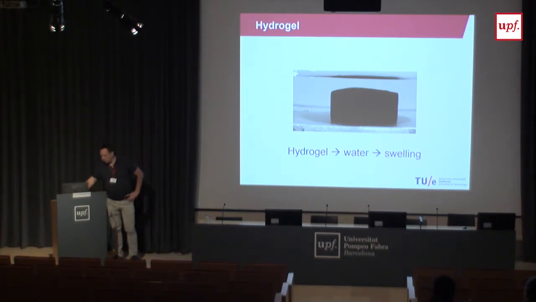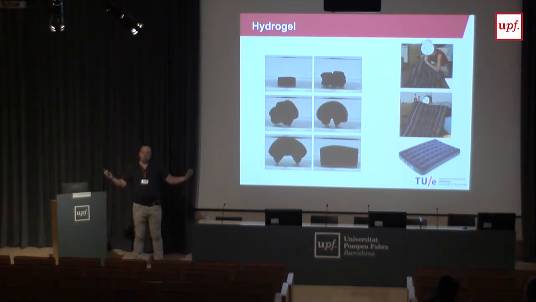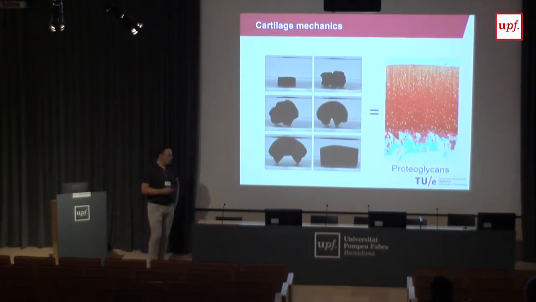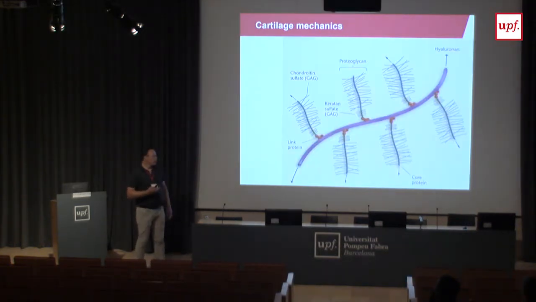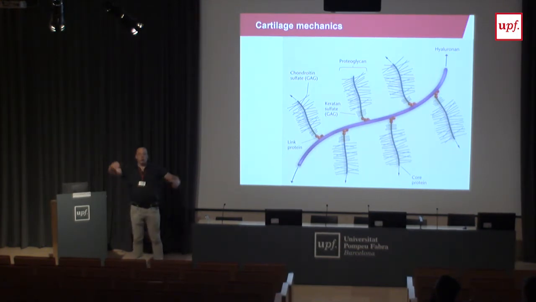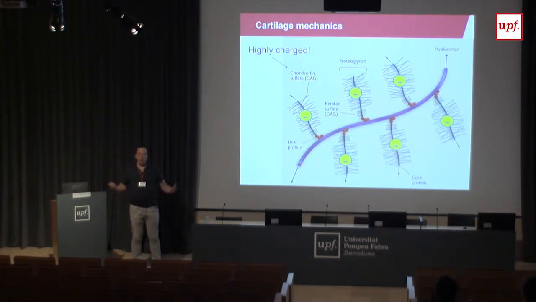So it swells basically the same as when you increase the air mattress. The air mattress pressure is basically the same as the fact that the hydrogel is swelling. And that is the same as what happens with the proteoglycans in cartilage. In cartilage, there are these proteoglycans, and what they do is attract water from the outside. The way they do that is that proteoglycans are very long polymer chains that have side branches. These side branches are called glycosaminoglycans, and they are all negatively charged. So the whole aggregate is heavily negatively charged.